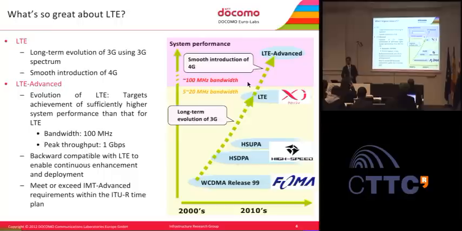And of course, the other way of countering the problem is by introducing more nodes in the network, and that's why we are here today. Okay, so bandwidth of 1 megahertz, peak throughput of 1 gigabit per second. These are all lofty standards. And furthermore, as if that wasn't enough, it has to be backward compatible to LTE, and it should meet or exceed the IMT advanced requirements.